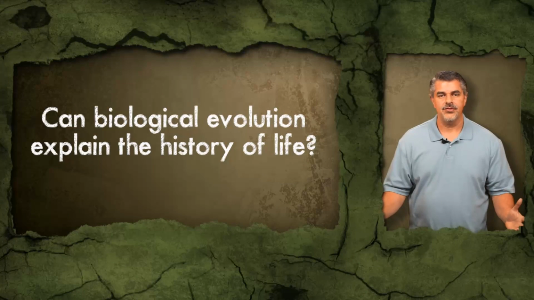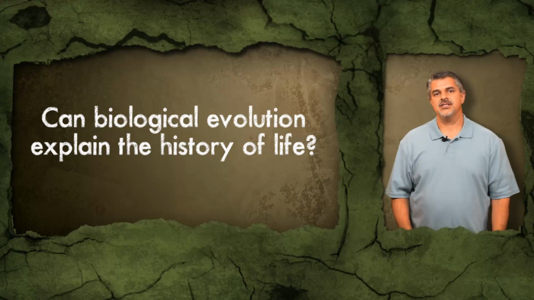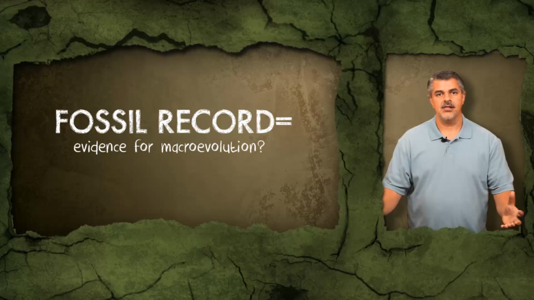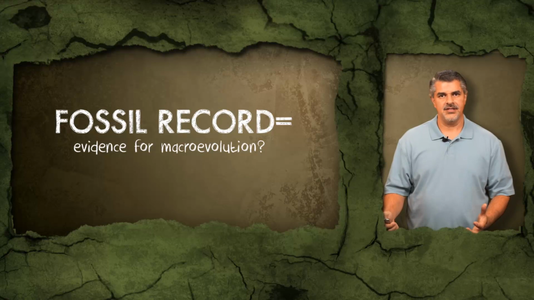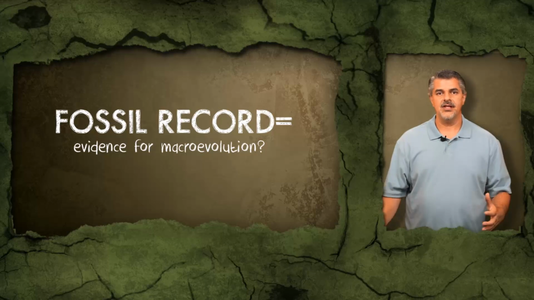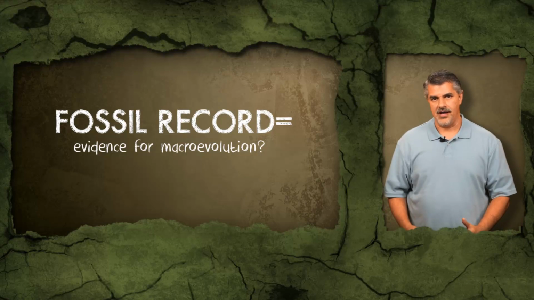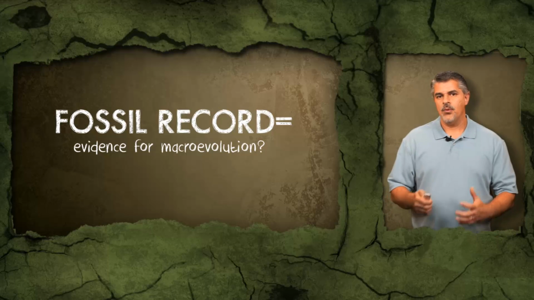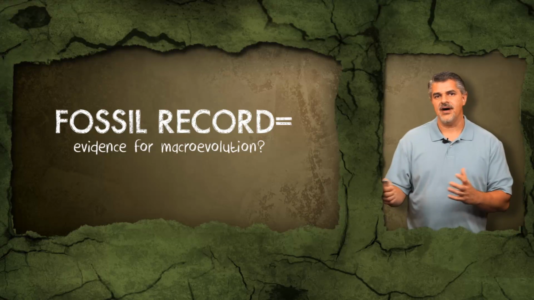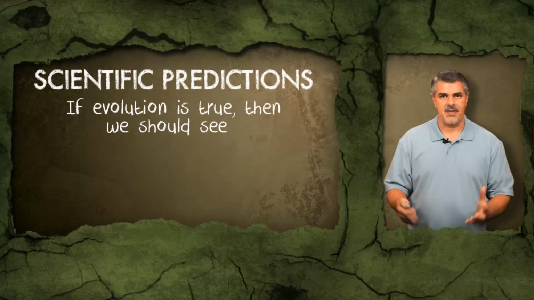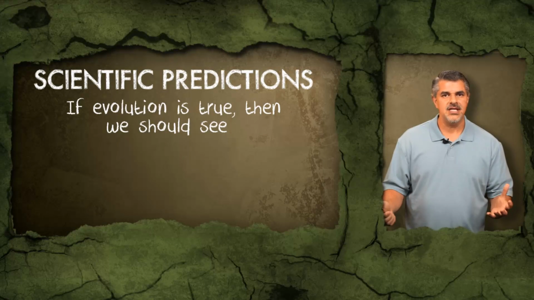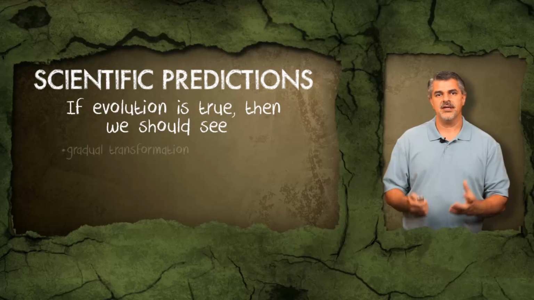Can biological evolution account for the history of life on Earth, for the diversity of life that we see today? Many evolutionary biologists argue that there's overwhelming evidence for macroevolution, and that evidence comes primarily from the fossil record. But yet, when we look at the fossil record, we see that it doesn't look like we would expect it to look.